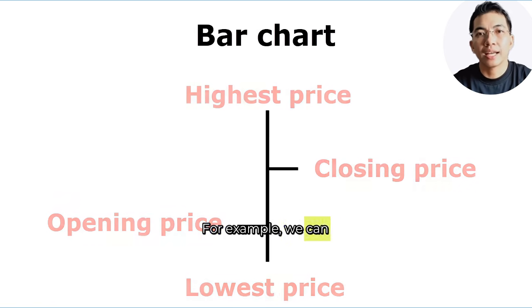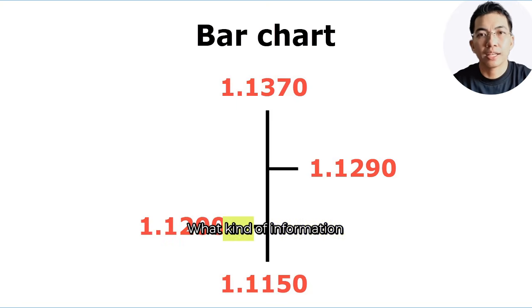For example, we can have a bar like this. What kind of information can you read on this bar? You can say that at the beginning of the session the price was 1.12. During the session the price dropped to 1.1150. That is the lowest point for the session. The price also reached 1.1370. That is the peak for this session. At the end of the session the price closed at 1.1290. With a simple bar, you get a lot of information.